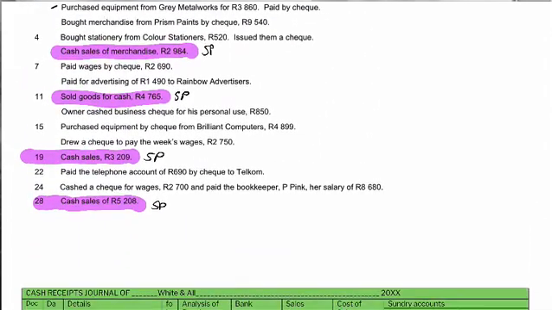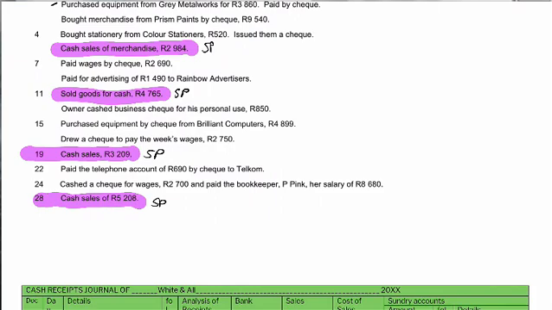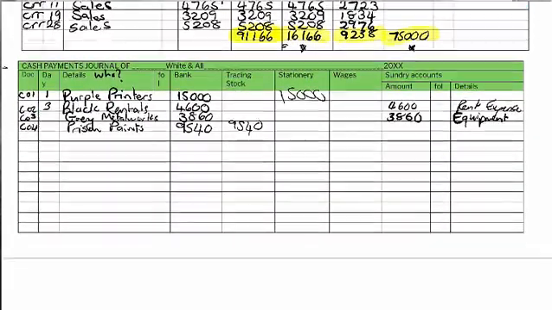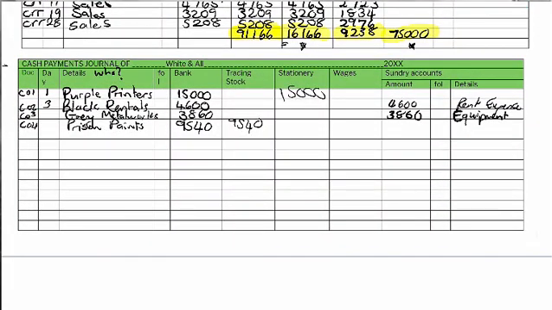We then move on to the 4th, where we bought stationery from Color Stationers for 520 bucks. Shimene, talk to me. The date's the 4th, the check number. CO5, check number 5. Who are we paying? Color Stationers, so we put that under our detail column, Color Stationers.